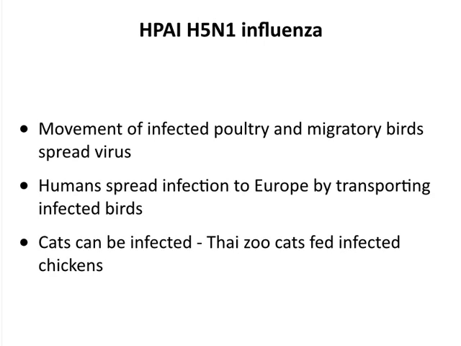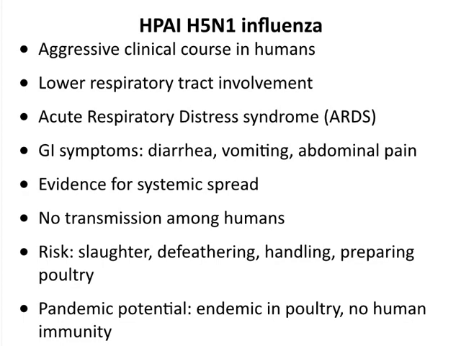Other animals can be infected with these viruses. There's one example in Thailand where some of the cats in the zoo, the lions and tigers and so forth, they're fed chickens as part of their food. And at one point they were given H5N1 infected chickens, and the Thai cats got sick as well. So many animals seem to be susceptible to this virus.